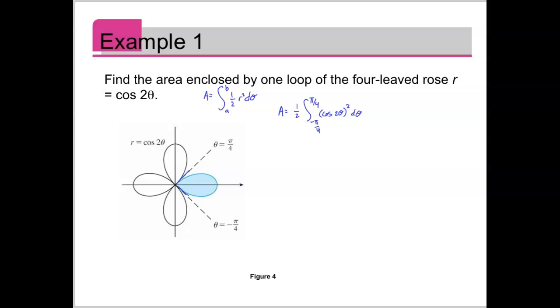All right, well, notice that this is going to be symmetric about the x-axis. So one thing I can do to make my calculations a little bit easier is just find this area and multiply it by 2. And so that just changes my lower limit to angle 0. And my upper limit is still pi over 4. And then I have cosine squared 2 theta d theta.